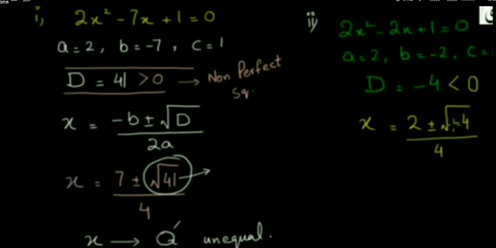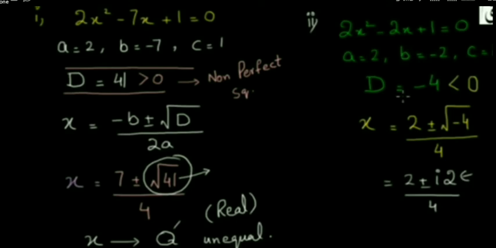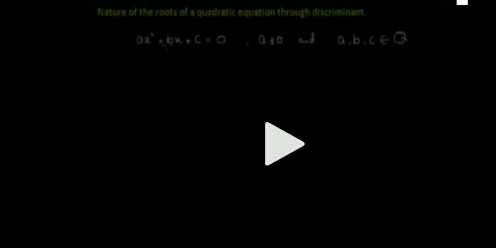If you see here, under the root there is a minus sign. We have read in the previous session that if there is a negative sign under the root, it becomes iota, and the square root of 4 is 2. In the previous question the roots were real and unequal, but here, because of iota, the roots are complex conjugates, belonging to imaginary numbers, with plus and minus both signs. The discriminant is less than 0, which again shows us that the roots are complex.